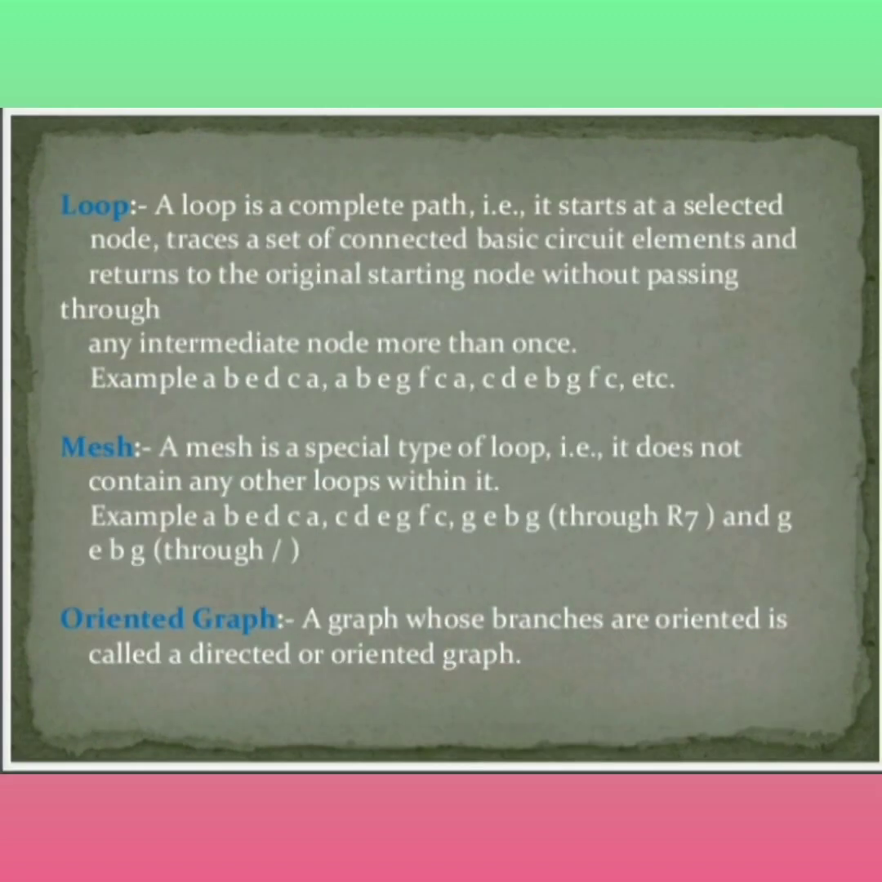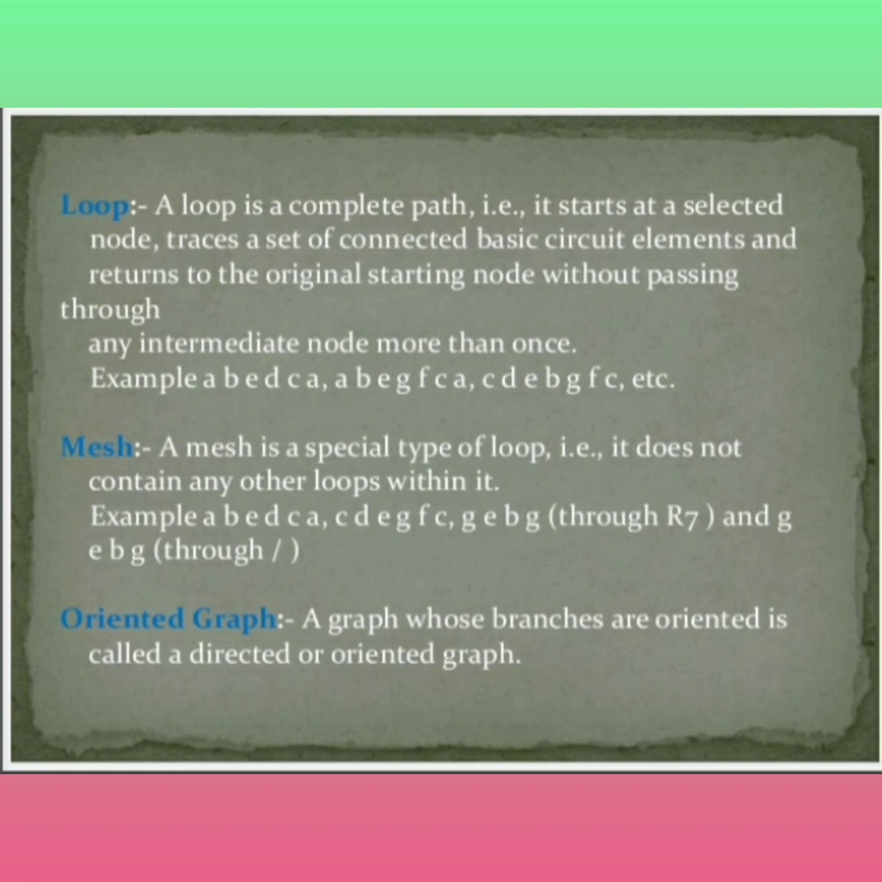Loop. A loop is a complete path, that is, it starts at a selected node, traces a set of connected basic circuit elements, and returns to the original starting node without passing through an intermediate node more than once. Example: A, B, E, T, C, A, etc. Mesh. A mesh is a special type of loop, that is, it does not contain any other loops within it. Example: A, B, C, D, C, A, etc.